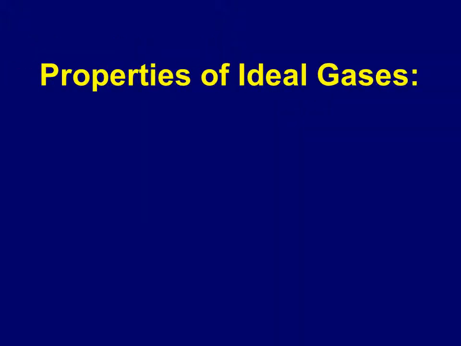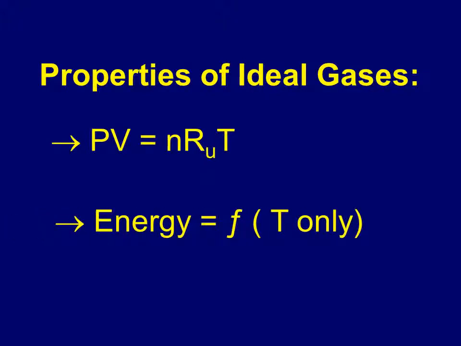Okay, now let's look at the properties of ideal gases. You recall an ideal gas is PV equals nRT. Ru is the universal gas constant. Another property of ideal gas is that the energy is a function of temperature only. Now remember, we said there are two properties to define a state, but in the case of ideal gases, the energy really only requires one property to define it. That's the internal energy, and that's temperature.